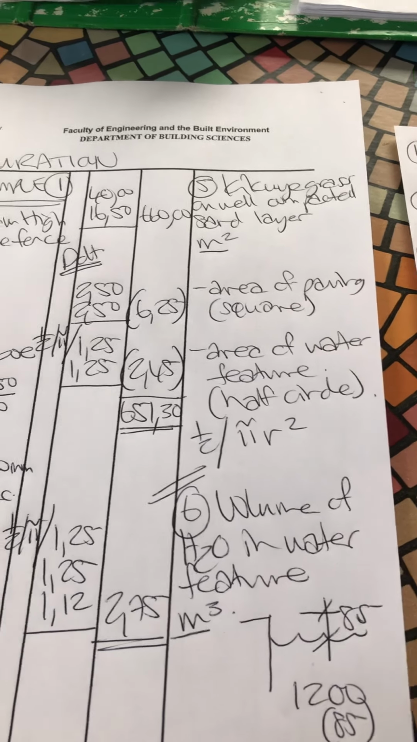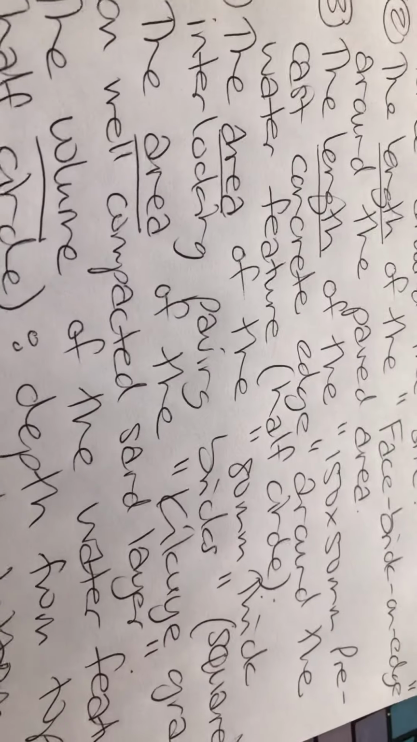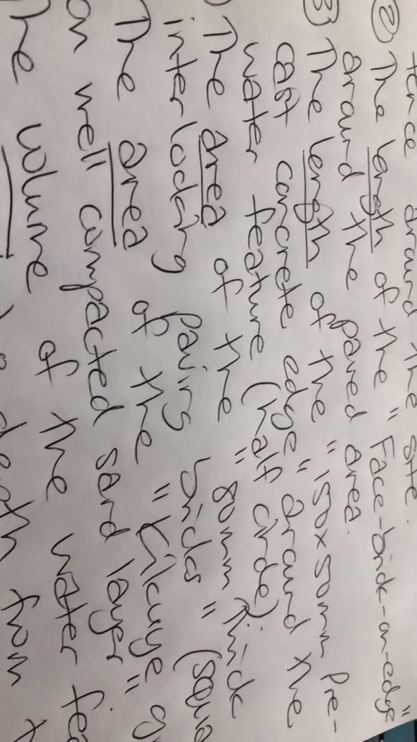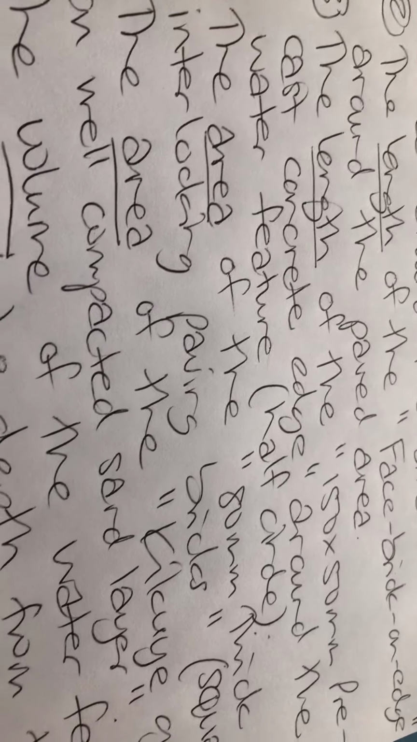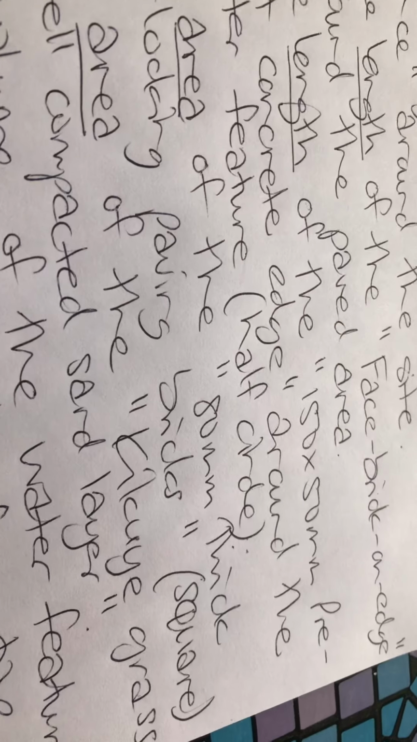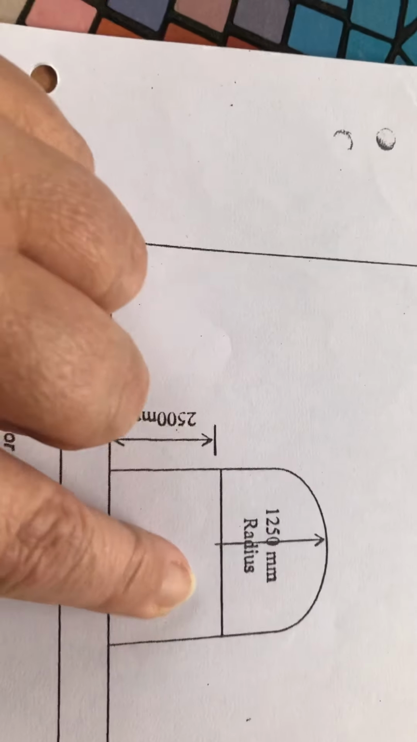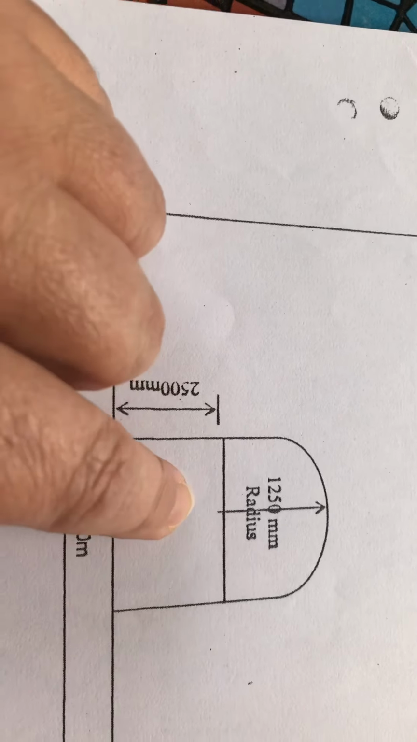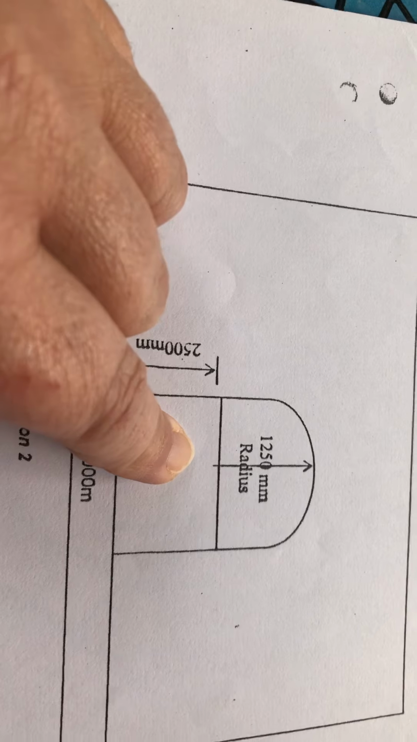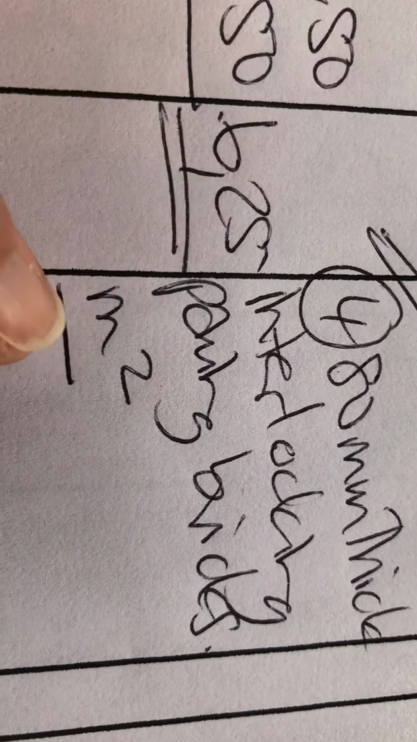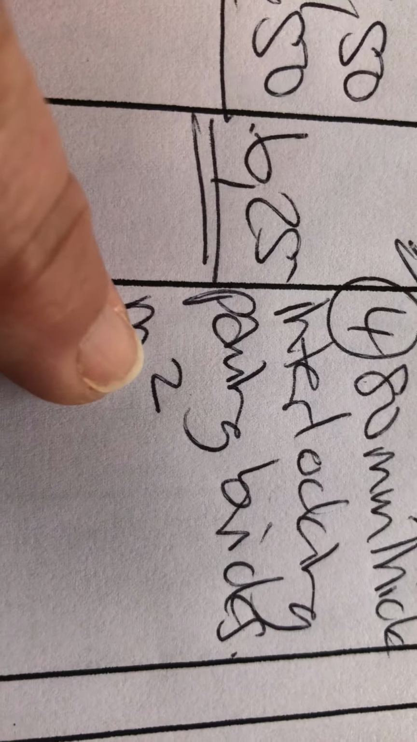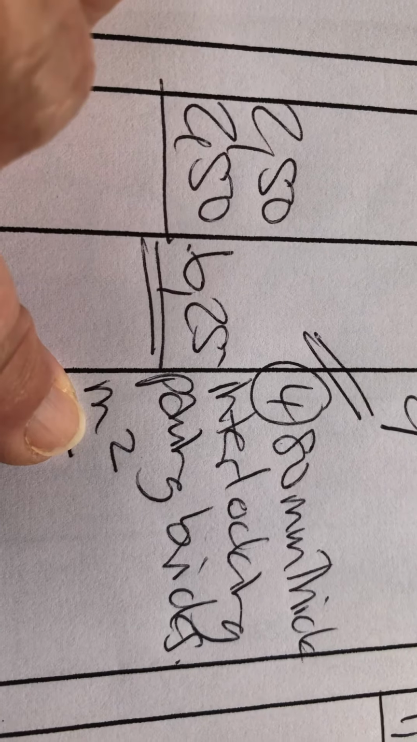Okay, so let's continue with our mensuration example 1. We now go to question 4. Question 4 is the area of the 80 millimeter thick interlocking paving bricks, and that will be the square area, meaning we are looking at this square area as the paved area. Right, we will write our word picture, 80 millimeter thick interlocking paving bricks. We're going to work with area, which is square meter.